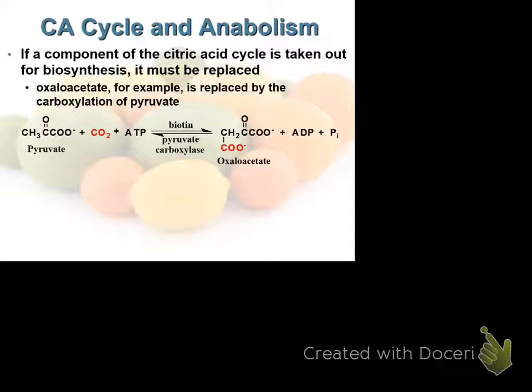Okay, and so this is just showing oxaloacetate. Of course, we've seen pyruvate carboxylase. This is actually part of gluconeogenesis. Remember, this was the first step of gluconeogenesis. But it could then be used to make oxaloacetate. Oxaloacetate can then go around the circle to make the alpha-ketoglutarate if you were needing to replace the alpha-ketoglutarate or any of the in-between metabolites: succinate, fumarate, malate.